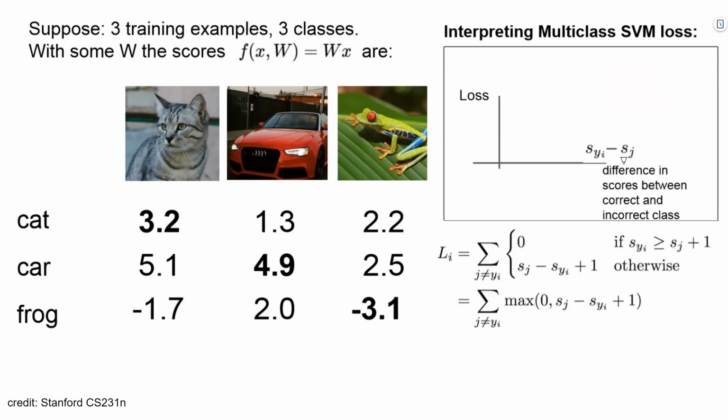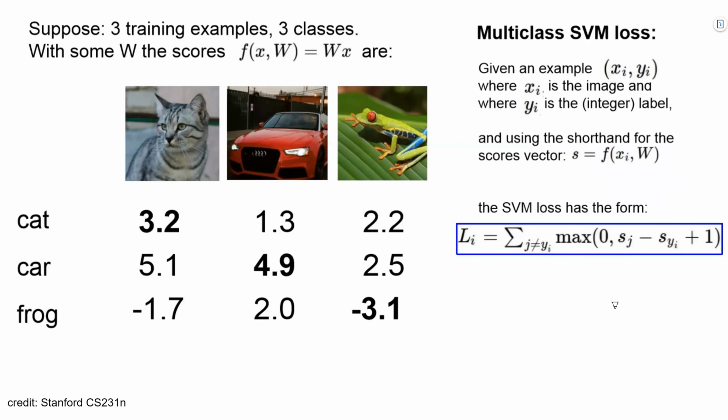And so we are calculating the difference in scores between correct and incorrect classes. And if this difference is larger than 1, no loss occurs. Otherwise, loss occurs linearly, like this. And we can shorthand, abbreviate this expression as this one, max this. All right, the SVM loss has this form.